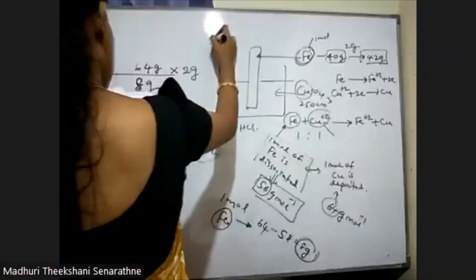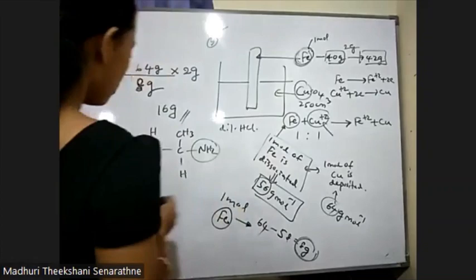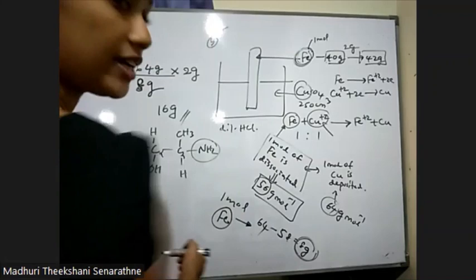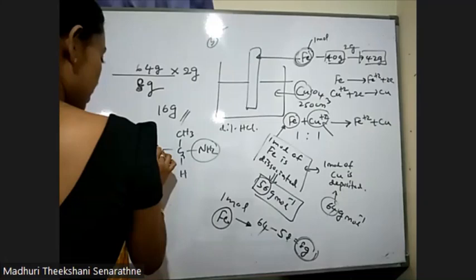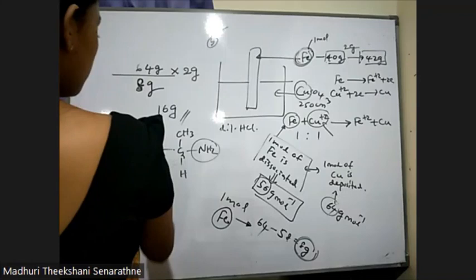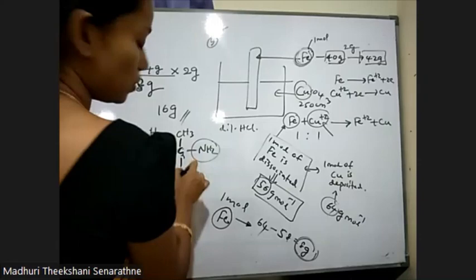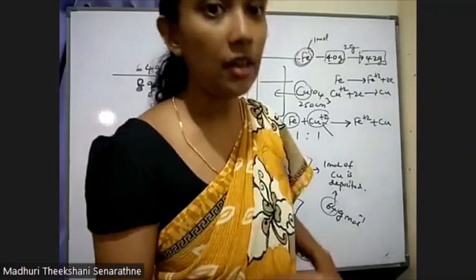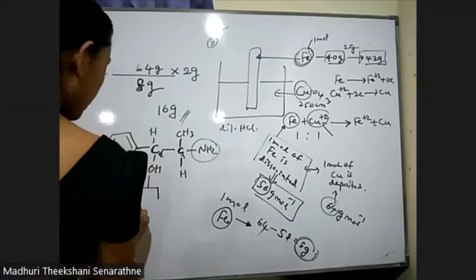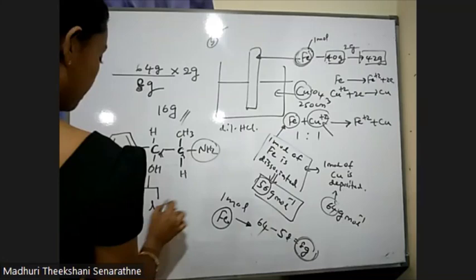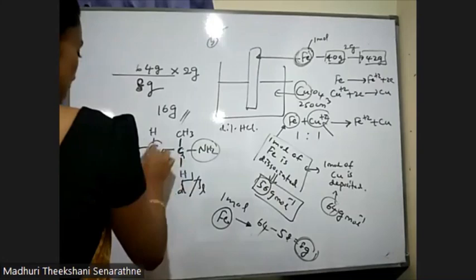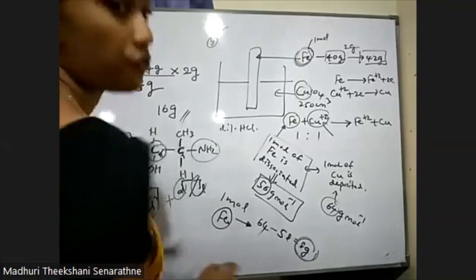B, it has four optical isomers. There are two chiral carbons we can easily detect. When we consider this carbon, 4 different groups are bound to this central carbon. Therefore, it can be considered a chiral carbon. Here also, this carbon is bound with 4 different groups. Therefore, it is also a chiral carbon. In optical isomerism, there are two structures, D and L. So for this carbon, two isomers, and for this carbon, two isomers. Totally, there are four optical isomers.